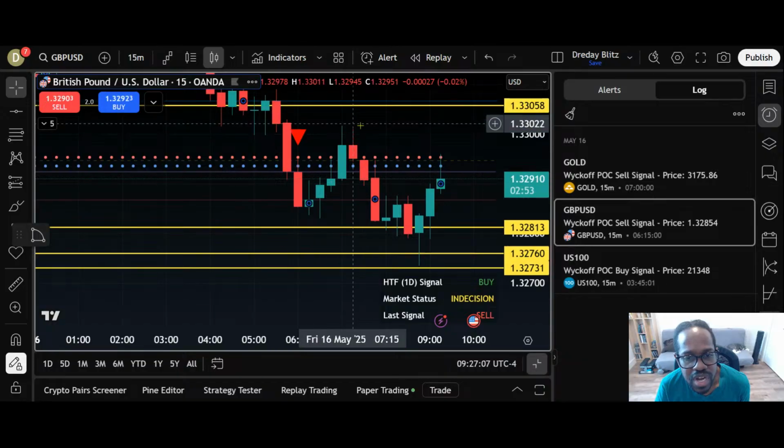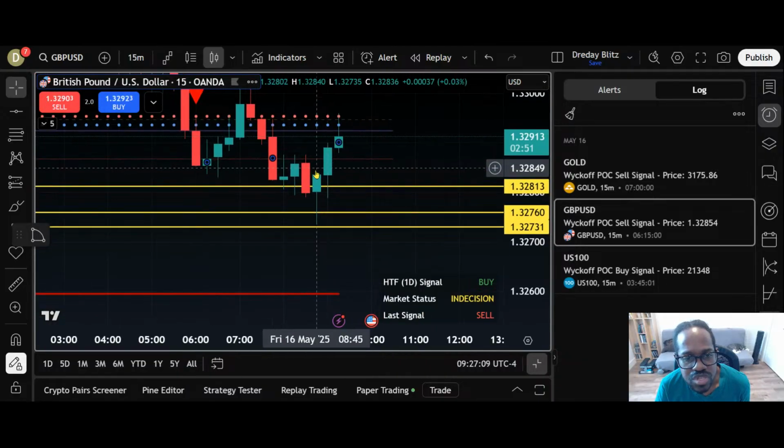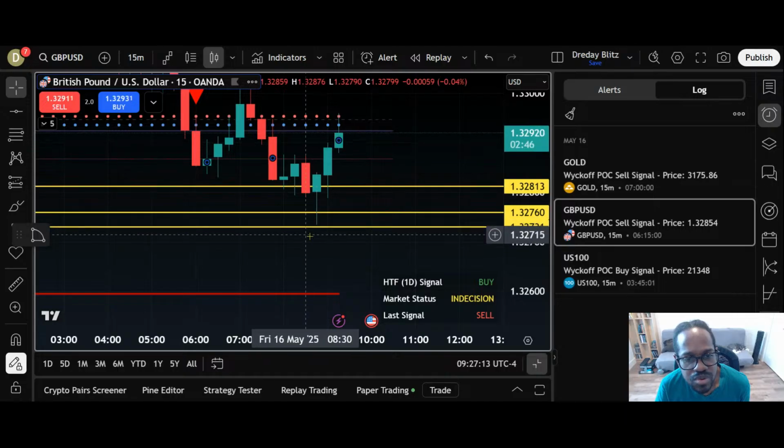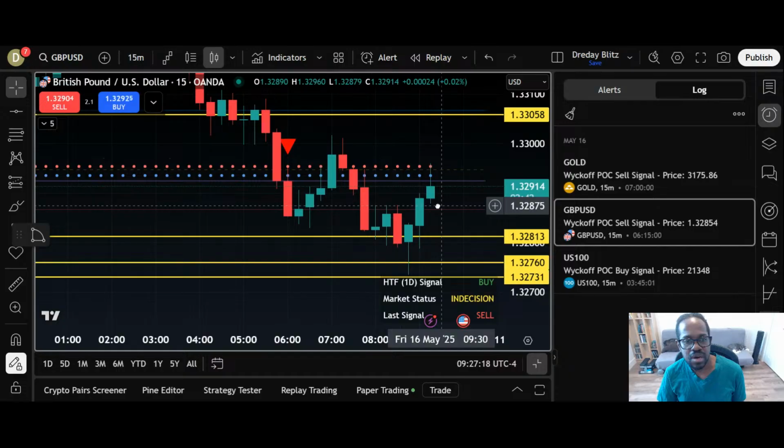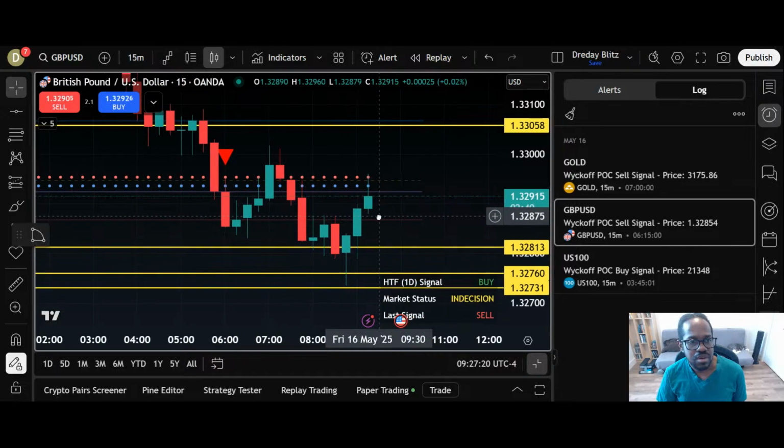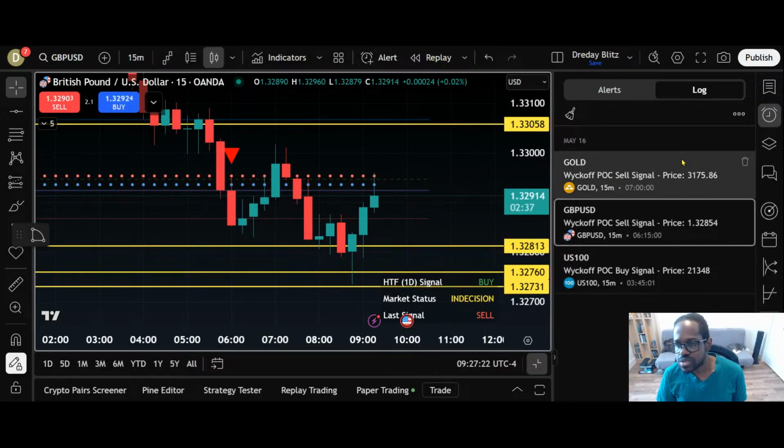So price went towards TP1, TP2, and even TP3. It almost tapped the third level and started to go up, the bounce off, bounce on. So that's a win too on GPAD.